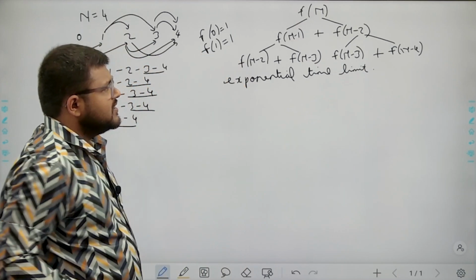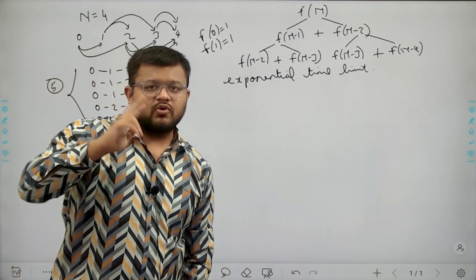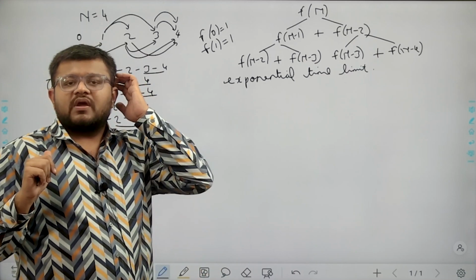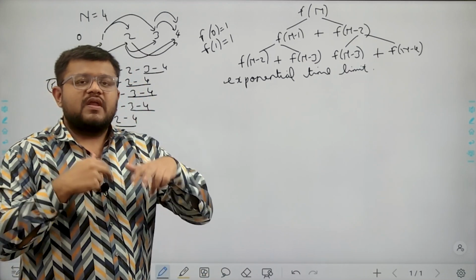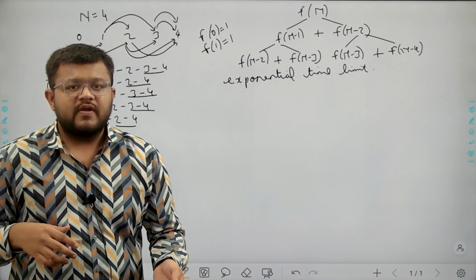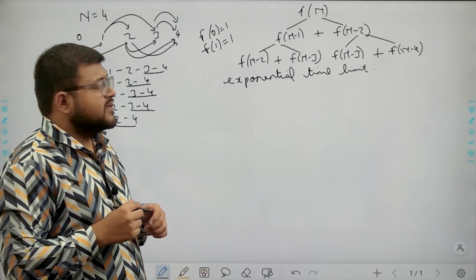Now the time complexity in this brute force is exponential. We want to convert it into polynomial. So can we think of dynamic programming? If there are overlapping sub problems, then we can think of dynamic programming. Are there any overlapping sub problems?